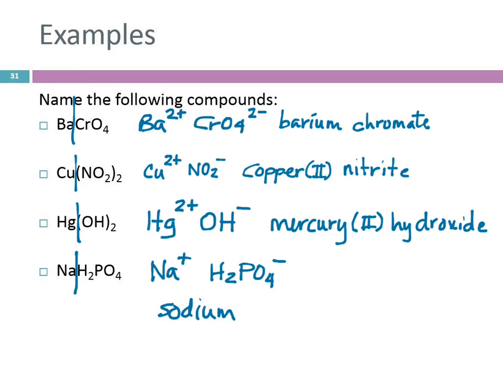What's the name of this guy? It's one of those kind of weird ones. Well, if I cover up the H's, what's the name of PO4 with a charge? Phosphate. This has 2 hydrogens. Dihydrogen phosphate. If it was HPO4, it would just be hydrogen phosphate. There's 2 of them, so it's dihydrogen phosphate.